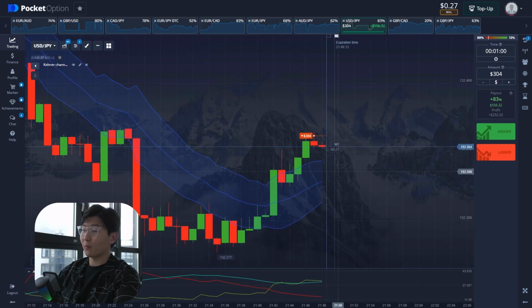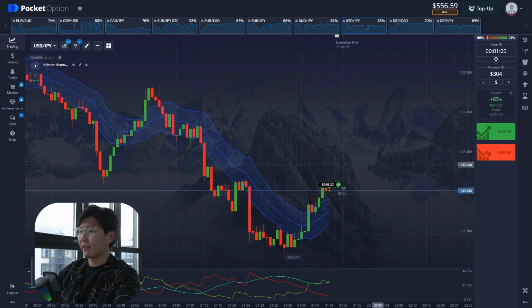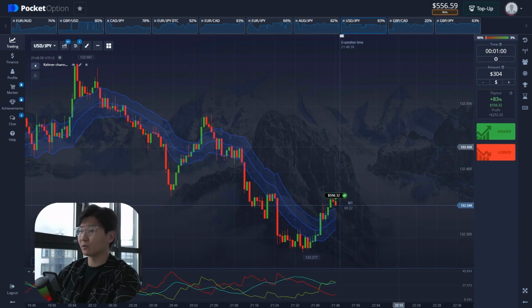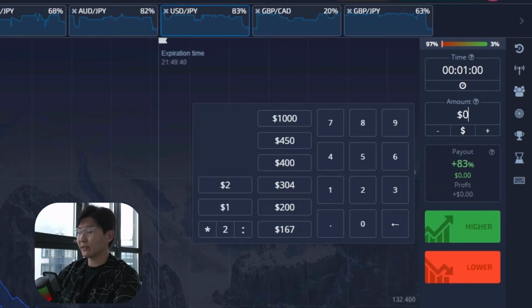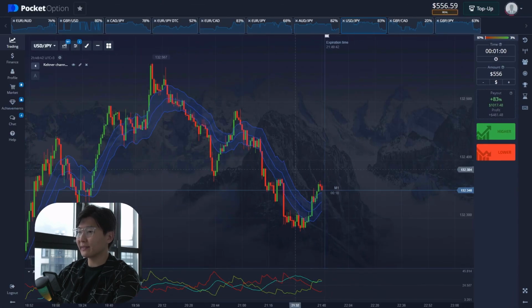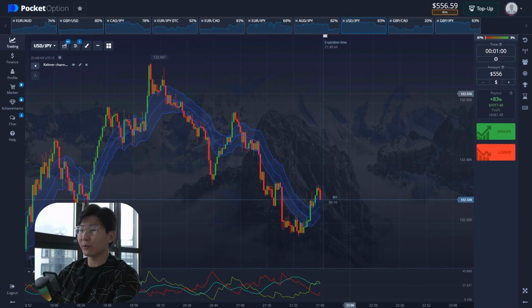And yep, our position has closed in profit. There are $556 on the balance. And let's update the trade amount. Everything is pretty simple, as you can see, guys. I hope you already understood the principle.